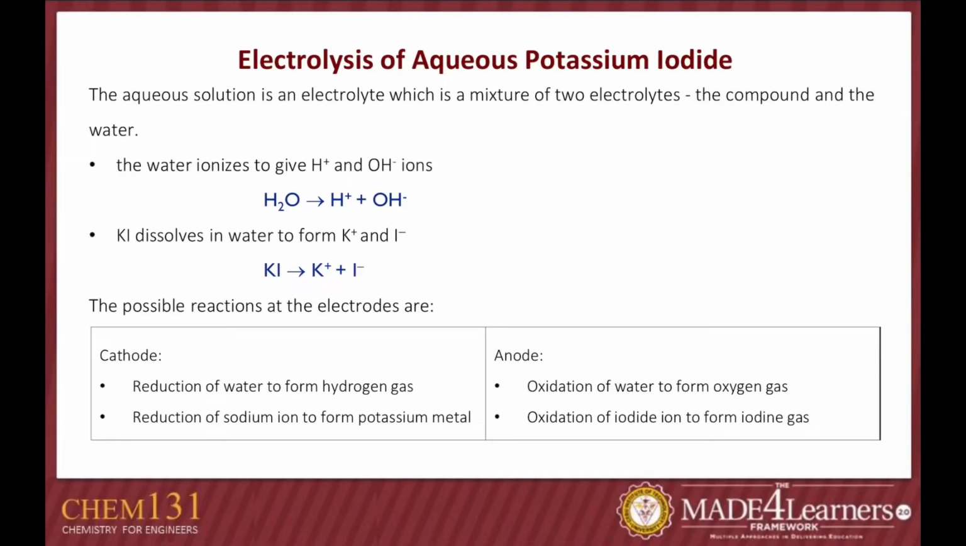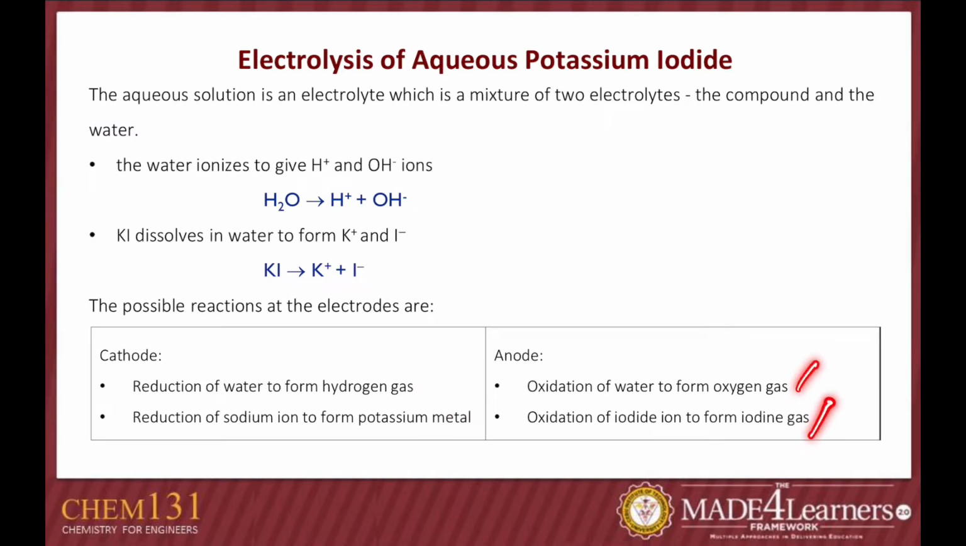Another example for the electrolysis of an electrolyte in aqueous solution is the electrolysis of aqueous potassium iodide. So it's a mixture of two electrolytes. Again, this time it's water and potassium iodide. The possible reactions at the electrodes are, at the cathode, either hydrogen gas or potassium metal, and at the anode, oxygen gas or iodine gas.